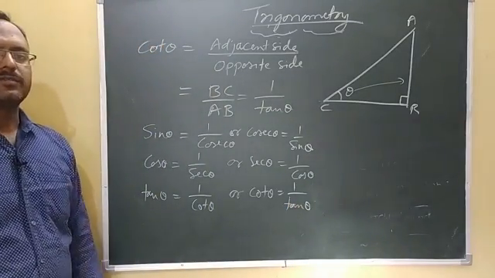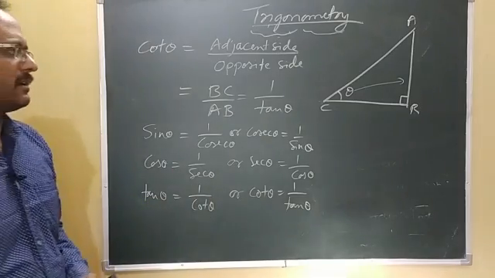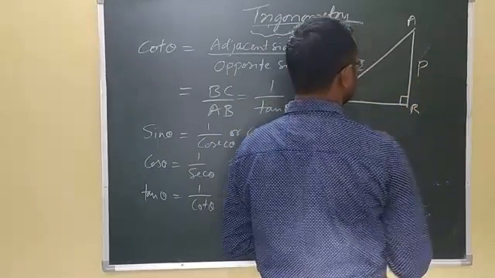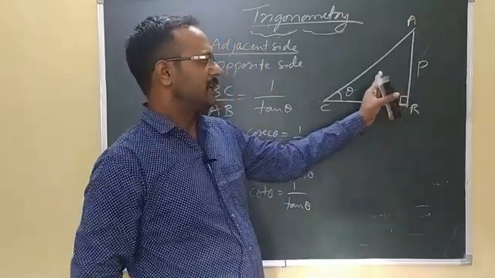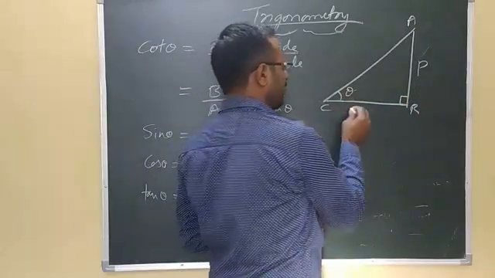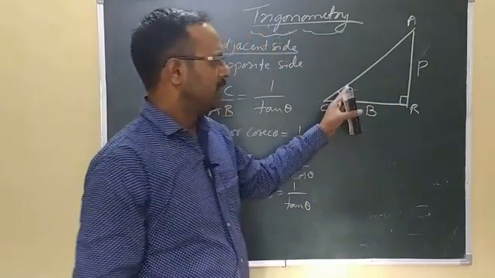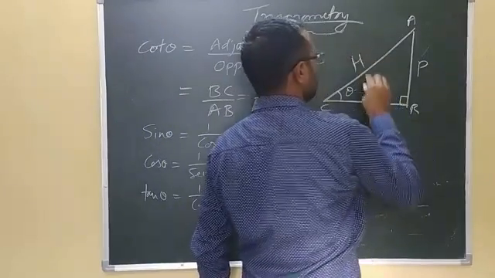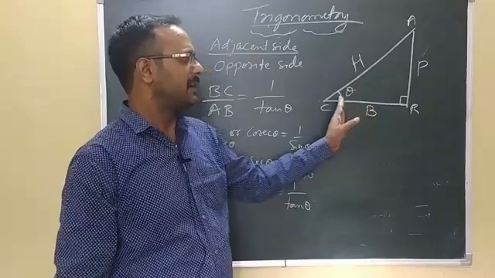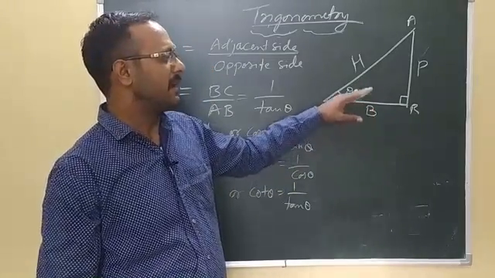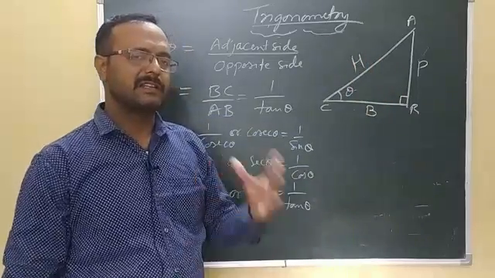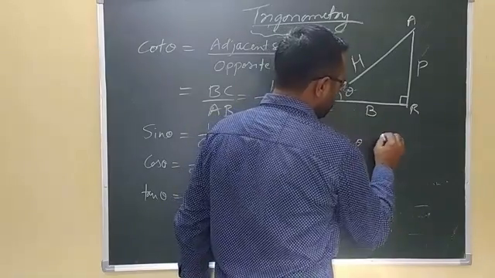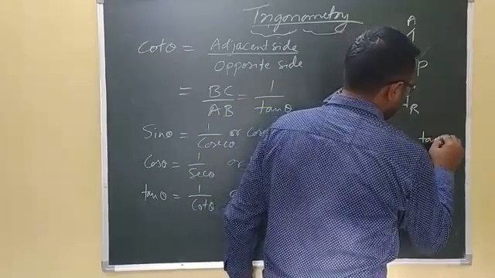Now we will use some shortcuts to learn these formulas. For this we will symbolize some of the sides like this. Let the side opposite to theta be P, and the side adjacent to theta, let it be B, and the side which is opposite to 90 degrees, that is hypotenuse, let it be H. So in total all of these trigonometric functions can be memorized like this.